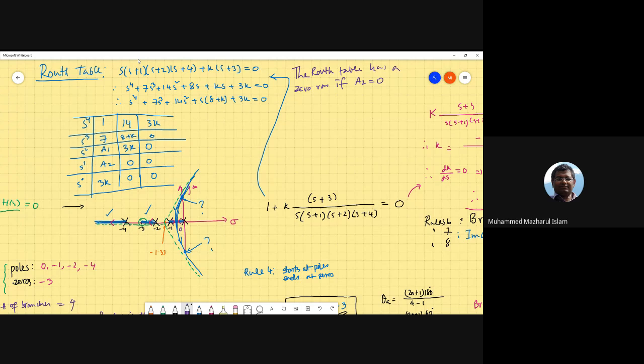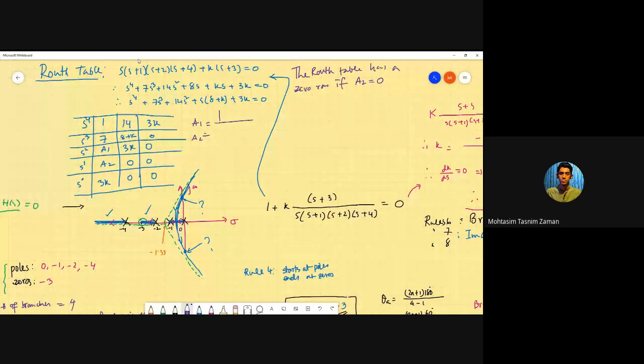Once we calculate a2, if that is 0, it will be a function of k. So a2 will contain k. If a2 is equal to 0, you'll find some condition, some values of k. But my question is, are there any other conditions? One is a2 equals 0, which will produce a zero row. Anything else? What if a1 is equal to 0?